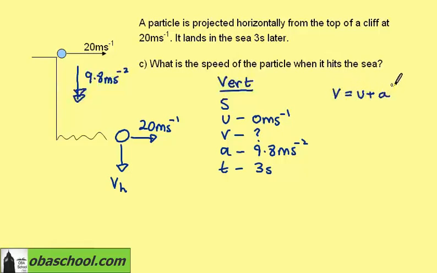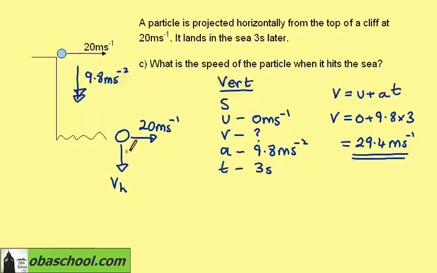We can use v equals u plus at. So v is going to be 0 plus 9.8 times 3. And this calculates to give 29.4 meters per second. And so we now know the vertical component.